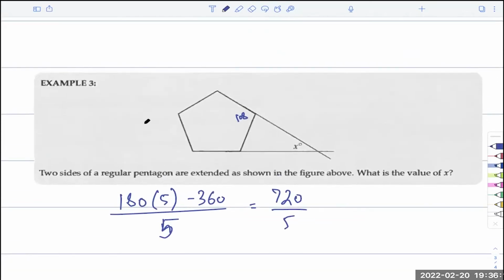I did 360 divided by 5. This is not 720. This is 360.